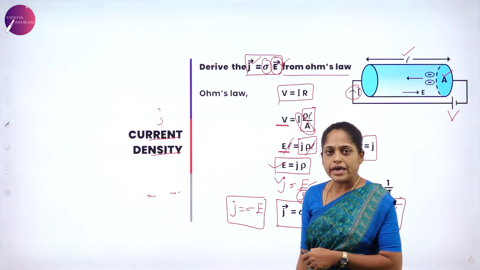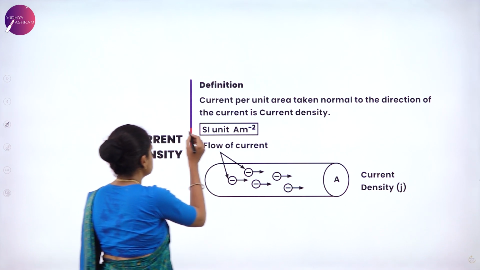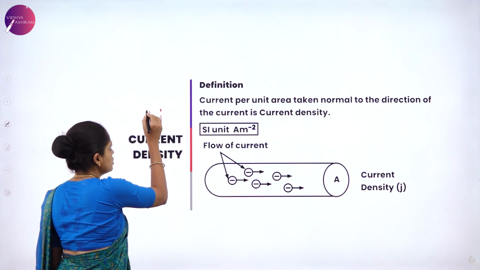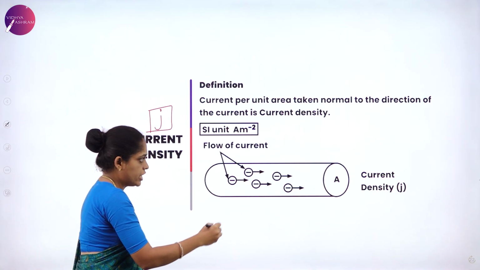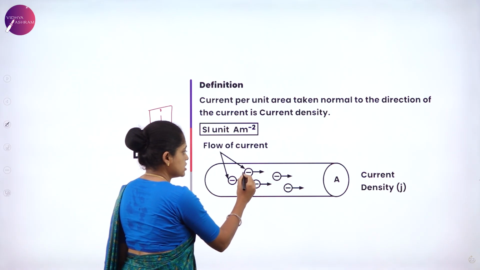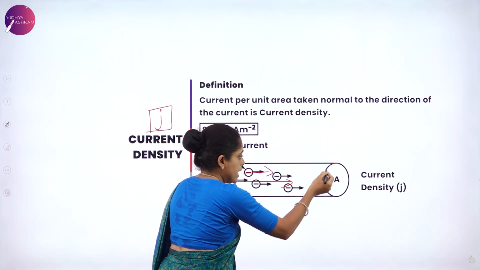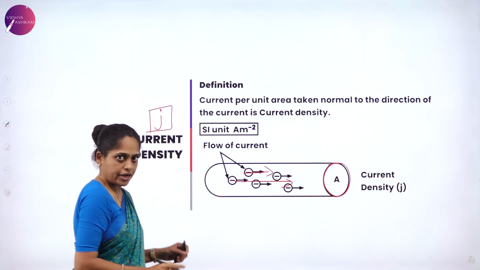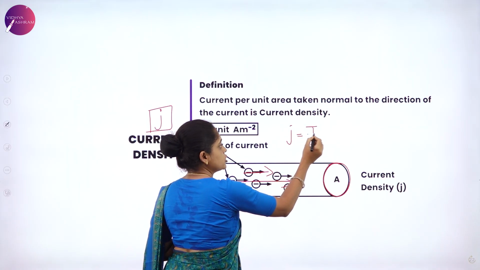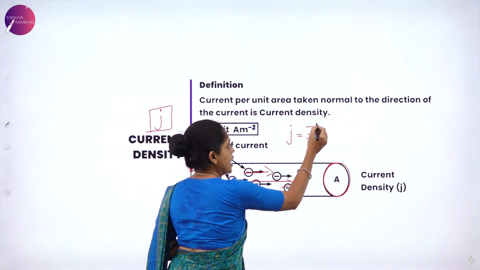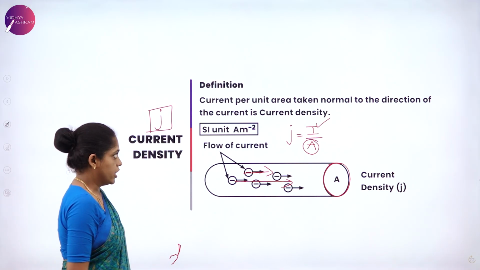Now, let us define the current density. Current density is represented as J. To define that, look at the picture. It will be very easy for you. This is the current flow. This is the area of cross section of the conductor. And J is equal to, you know the expression, I by A, where I is the current and A is the area of cross section.